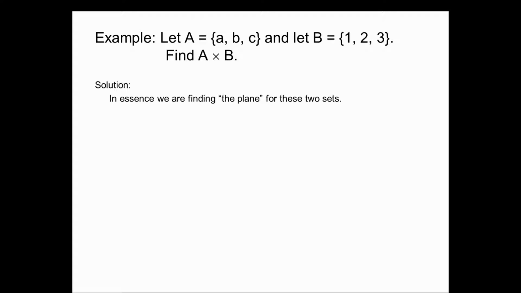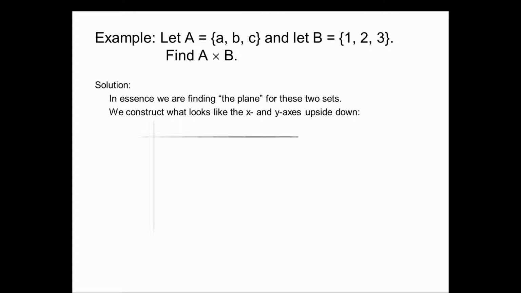So our solution. In essence, we're finding the plane for these two sets. That's really what we're doing. So we construct what looks like the X and Y axes upside down. So this is kind of like my horizontal axis, my vertical axis, and I seem to be putting more emphasis on quadrant 4. Now, if we were actually having all numbers, we'd put little tick marks and do 1, 2, 3. We're not going to do that.